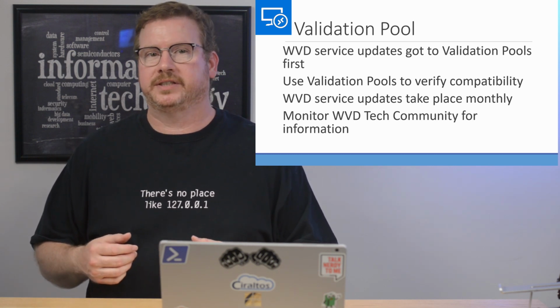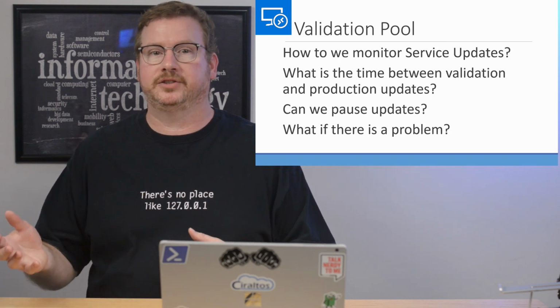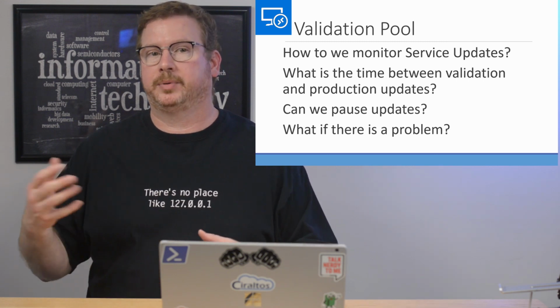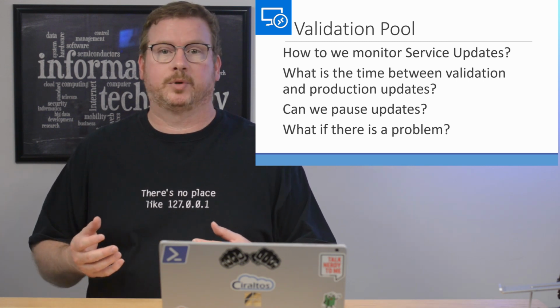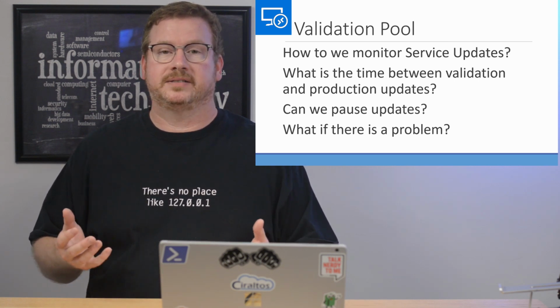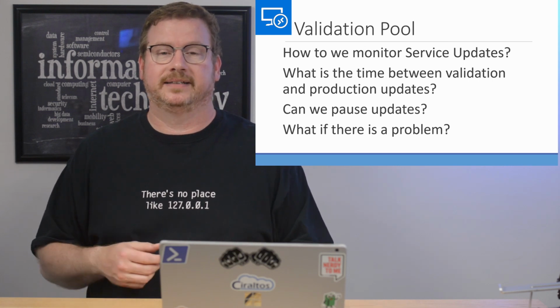That leaves some questions unanswered. For example, how do we know when service updates went to the validation pool? What is the time between updates going to the validation pool and the production pool? Can we pause updates from going to the production pool if we find a problem? What do we do if an update causes an issue? I couldn't find the answer to these questions. If anyone out there knows, please add it to the comments below.